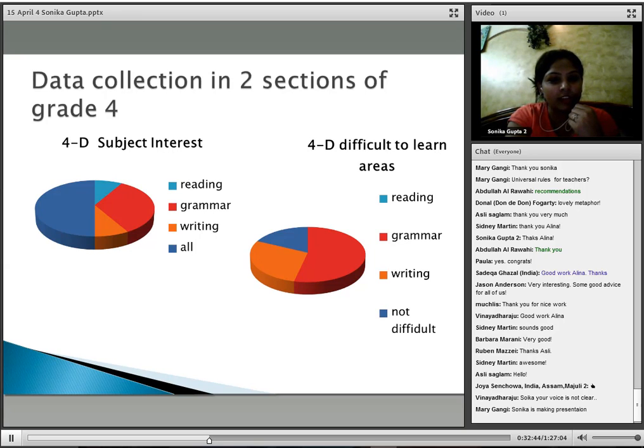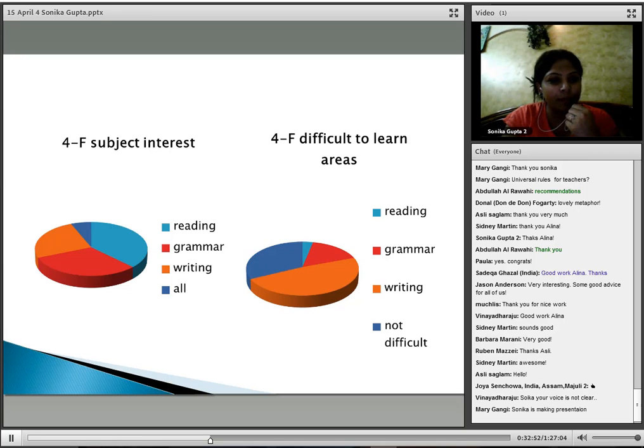And here they shared that they liked all the subjects, all the areas, and writing was difficult for them, but grammar was more difficult. Next. In another section, children found reading to be very interesting, grammar was interesting, and very few children shared that all the areas are very interesting. But at the same time, they found grammar to be quite easy to learn, but writing was quite difficult for them to understand.